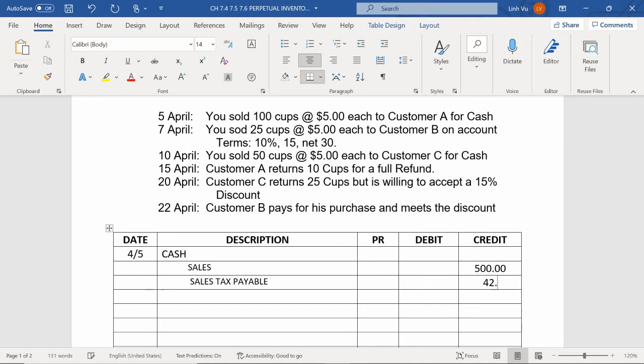42.5, right? So then how much cash am I going to be receiving? $542.50. And I'm going to make a note here saying that I sold 100 cups to customer A. There's a reason why I need to do this, because what if customer A comes back and returns the item to you? Then at least you know, okay, this is from customer A.